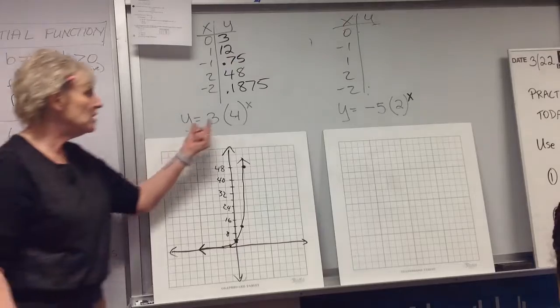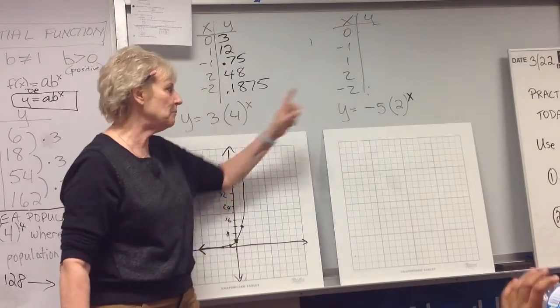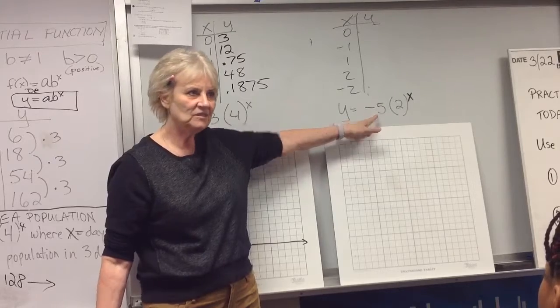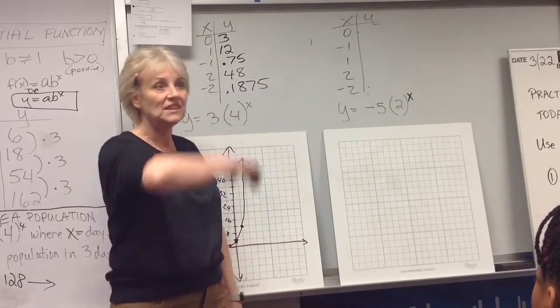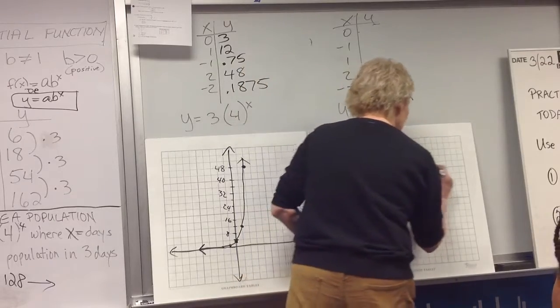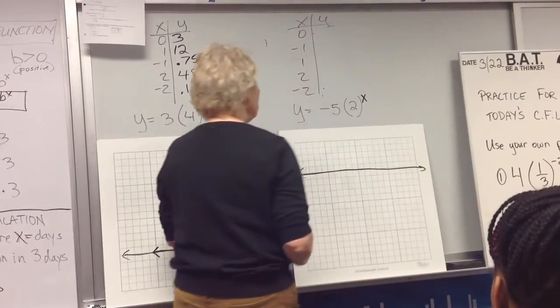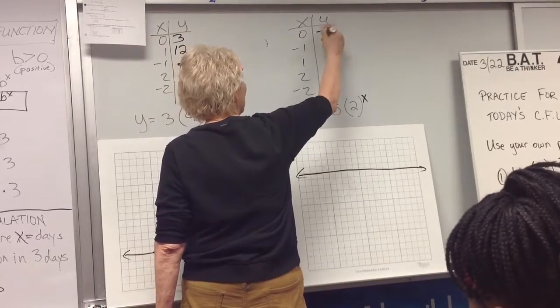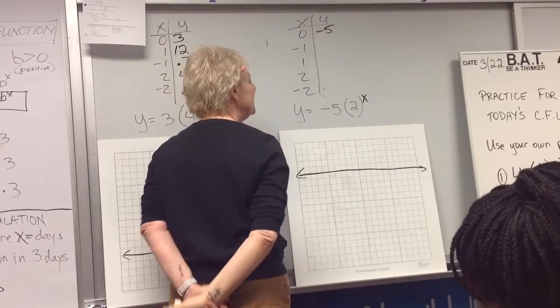Okay, now, this is the same thing except we have a negative. What do you think is going to happen? It's going to go down. It's going to hug the x-axis up on top. Okay, somebody put a 0 in for me. What do you get? -5. How about a -1?